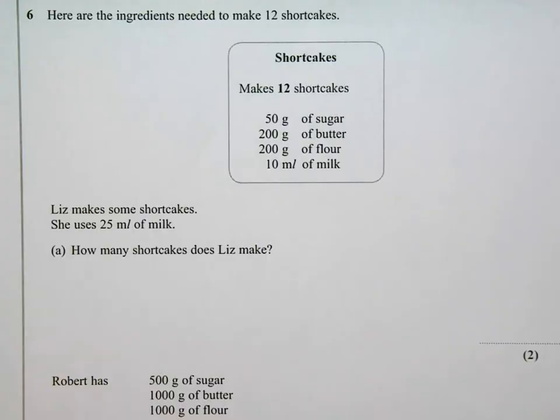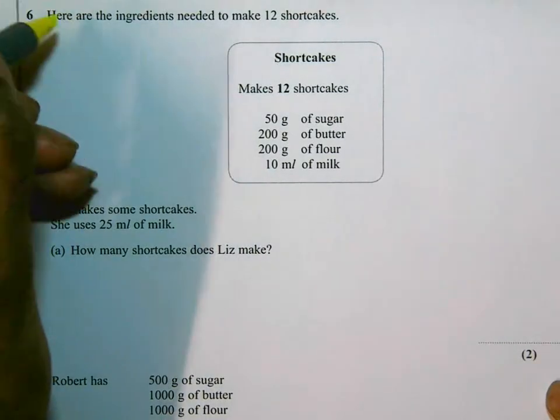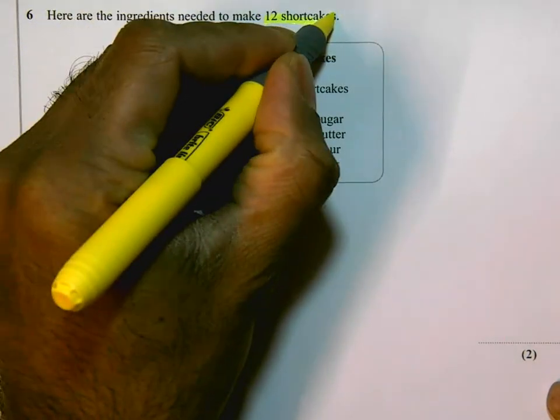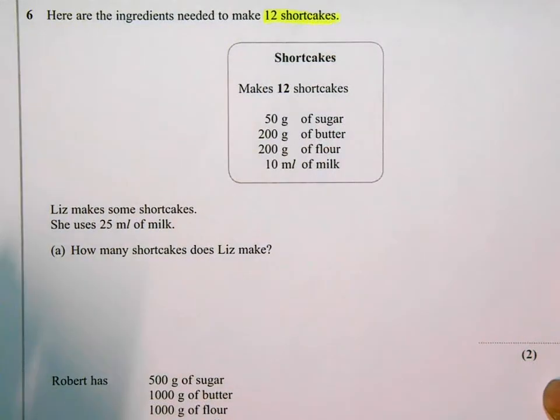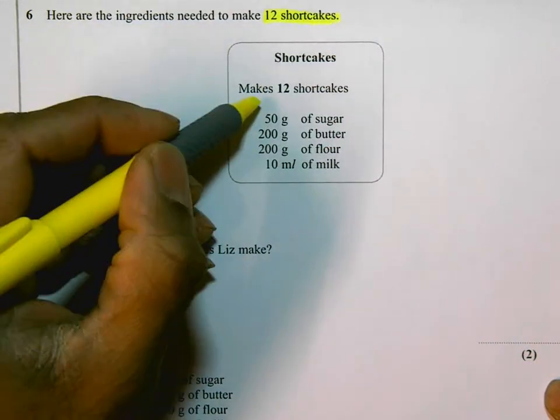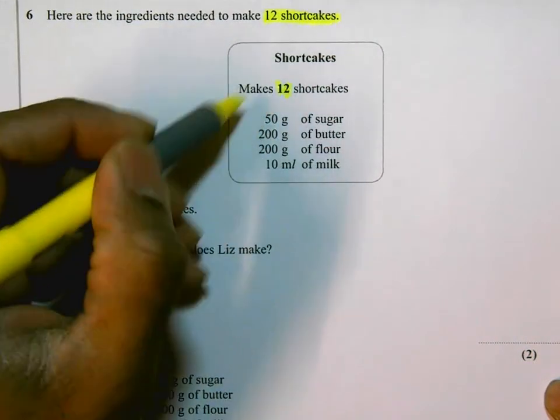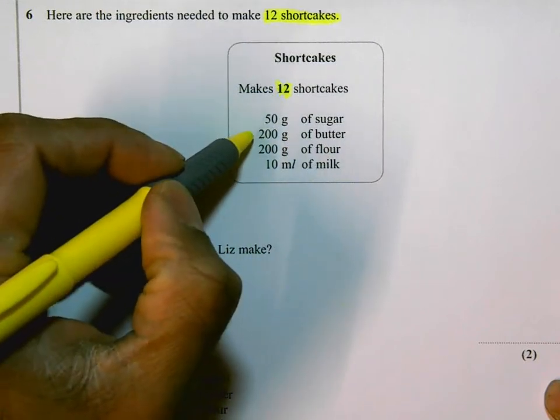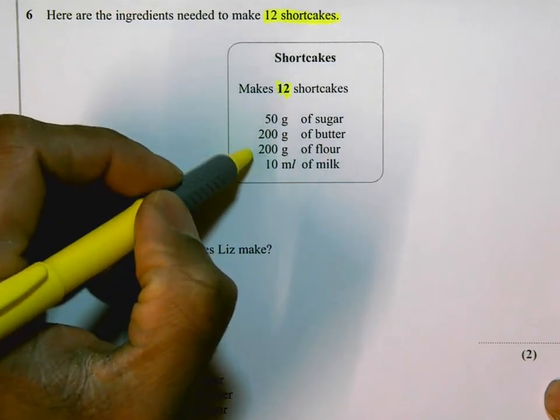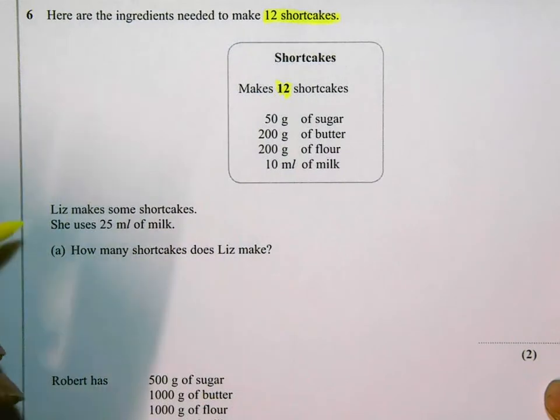Okay, this is question 6 on the higher paper, the higher non-calculator paper. All right, let's read the question first and get the key information. The question says, here are the ingredients to make 12 shortcakes. So to make 12 shortcakes, you need 50 grams of sugar, 200 grams of butter, 200 grams of flour, and 10 milliliters of milk.